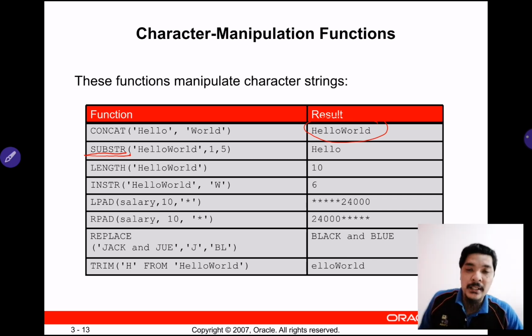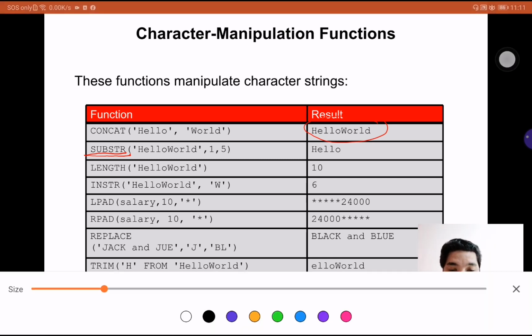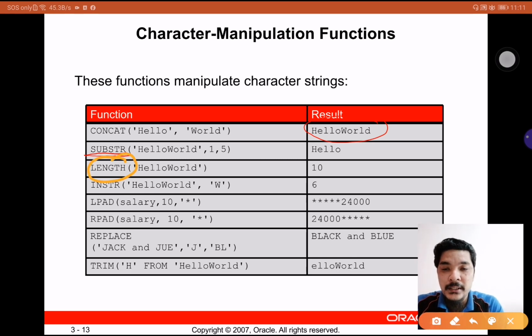The next one is length. Length is quite straightforward. If we have length here, just count the characters of hello world: H, E, L, L, O, W, O, R, L, D. So it will produce 10, because this word has 10 letters: 1, 2, 3, 4, 5, 6, 7, 8, 9, 10. This is quite straightforward.